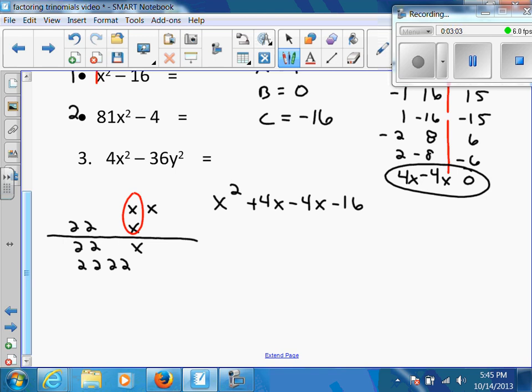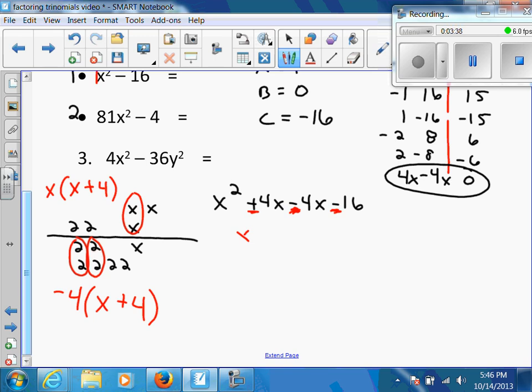X, X, X, 2 times 2 is 4. I have a plus sign here, so plus. I do the bottom. 2 times 2 is 4. Got the negative, so subtract 4. X is left. 2 times 2 is 4, that's left. Since this is negative, remember I have to switch the sign from minus to plus.